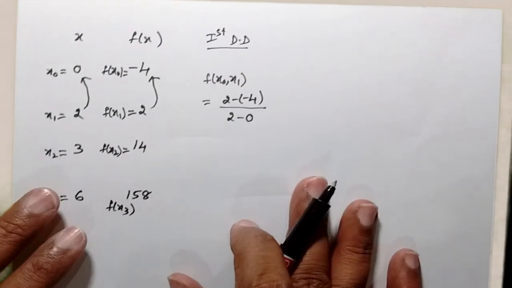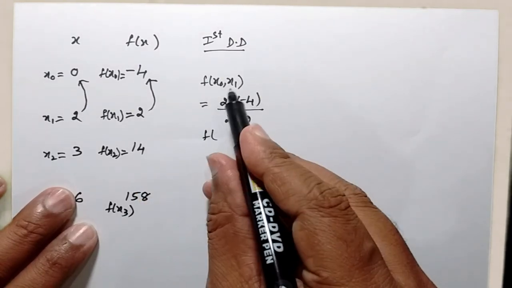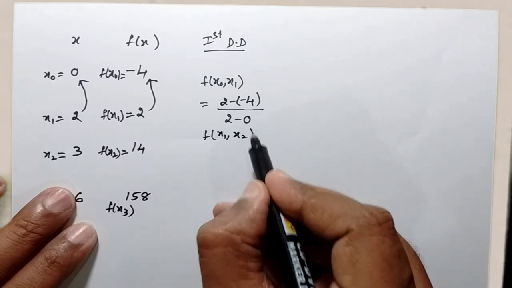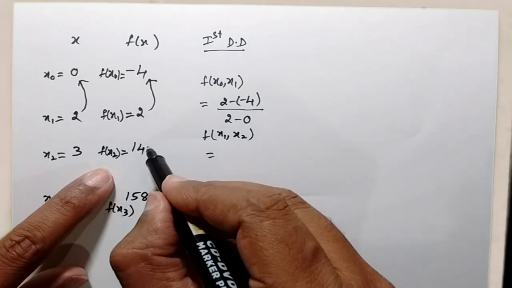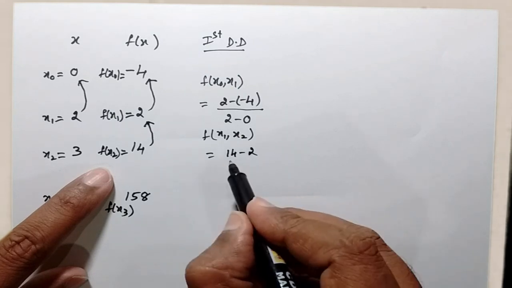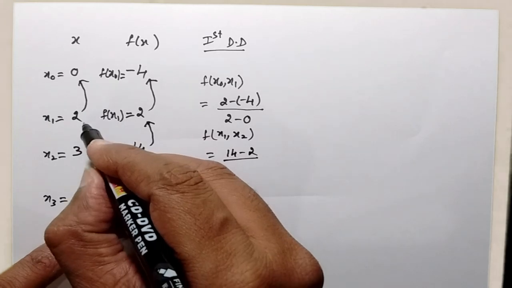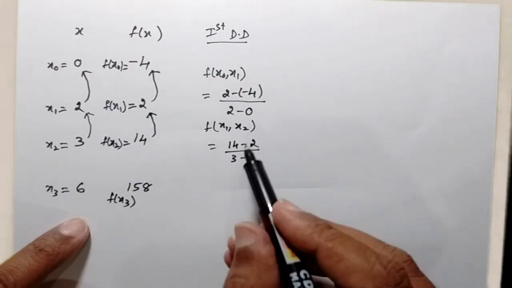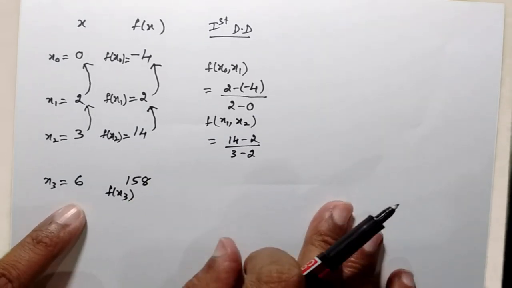In the same way here also the next divided difference will be the difference of these two. The next value will be x1, x2. So what will be the difference? It should be x2 minus x1. F of x2 minus f of x1, that is 14 minus 2, divided by the difference x2 minus x1, 3 minus 2, right? So either you use the formula that I have given you or you can do it directly from the table. So you have both the options.